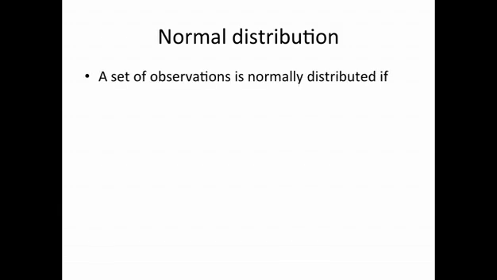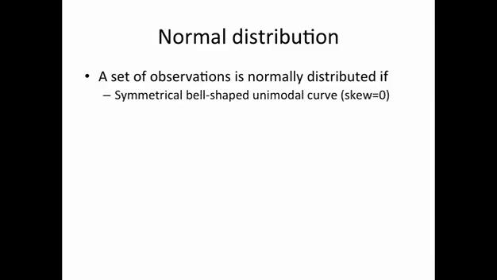A set of observations is said to be normally distributed if the frequency distribution curve is symmetrical around a single peak, and if the mean is the same as the median and the mode. In this case, there is no skew. Skew refers to the difference between the mean and the median.